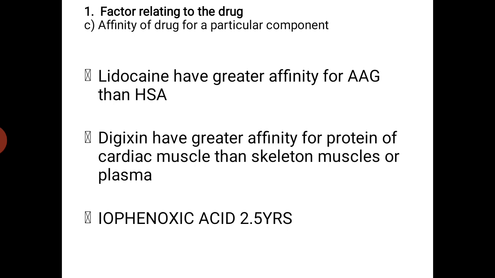Okay, now another example is iophenoxic acid. Iophenoxic acid has higher affinity with the proteins. So what happens, because of its higher affinity with the proteins, the half-life of iophenoxic acid is 2.5 years. That means if you administer this iophenoxic acid, it binds with the proteins, and because of its affinity, it remains a longer time with the protein. It never dissociates, but it is not forming any covalent bond. Only because of its affinity, it is maintained as a protein bound form without dissociation, and it remains for a longer period of time. It has a half-life of 2.5 years.